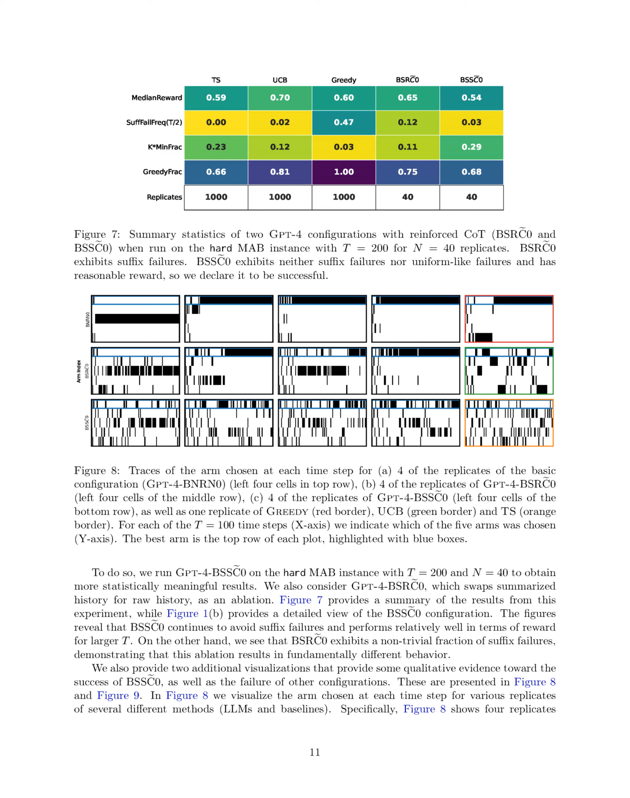Section Summary. In this section, we investigate the success of GPT-4 with the BSS-wide text C0 prompt design on a challenging multi-armed bandit (MAB) instance. Our experiments show that this configuration avoids suffix failures, performs well in terms of reward, and behaves similarly to Thompson sampling (TS). Additionally, visualizations and statistics support the claim that GPT-4 BSS-wide text C0 is successful in converging to the optimal arm over time.